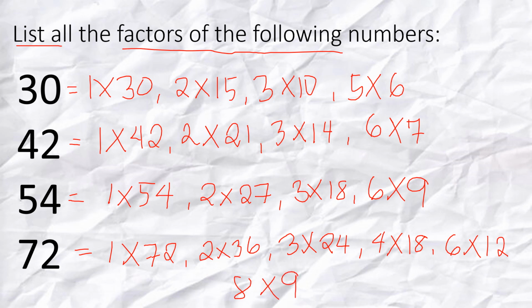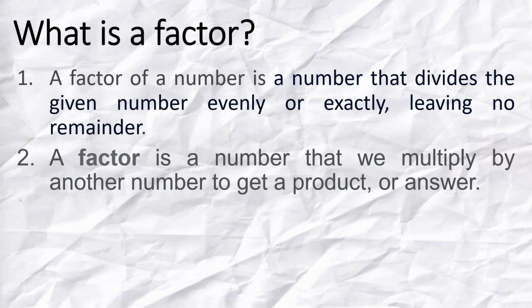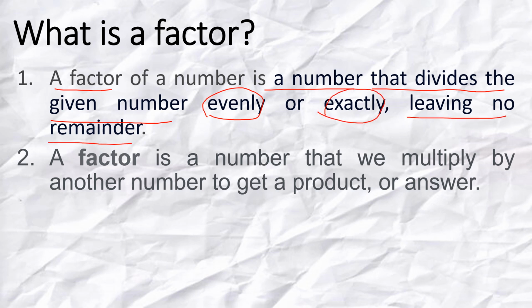So all the numbers that I wrote here are called factors of each number. So let us define what is a factor. A factor of a number is a number that divides the given number evenly or exactly, leaving no remainder. Also, a factor is a number that we multiply by another number to get a product or an answer.